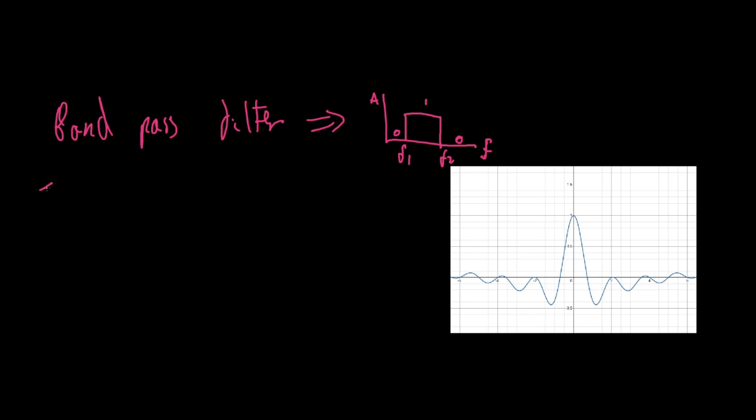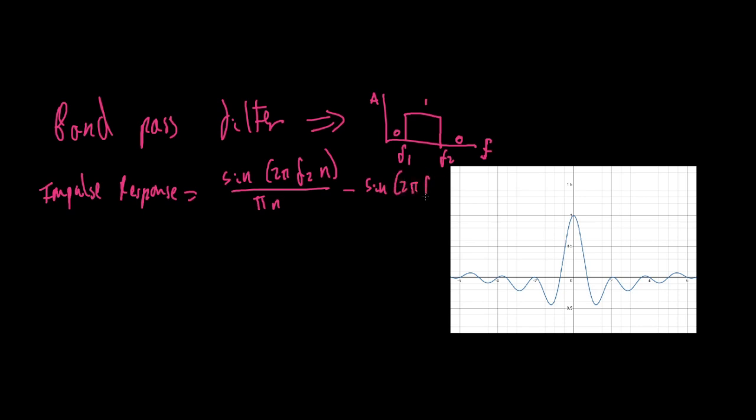So we can say the impulse response equals sine 2 pi F2 n divided by pi n minus sine 2 pi F1 n divided by pi n. Hopefully you can see all of that. Remember F2 is the frequency there, F1 is the frequency there. Remember that F1 and F2 are still normalized frequencies. You never stick any value other than 0 to 1 in here.